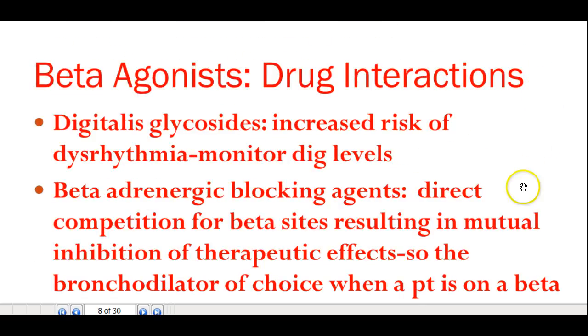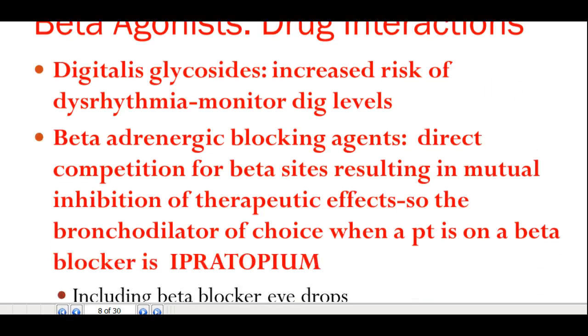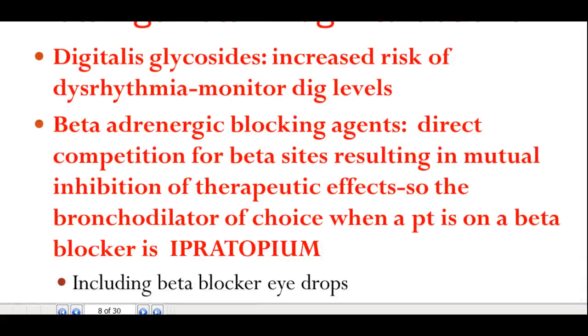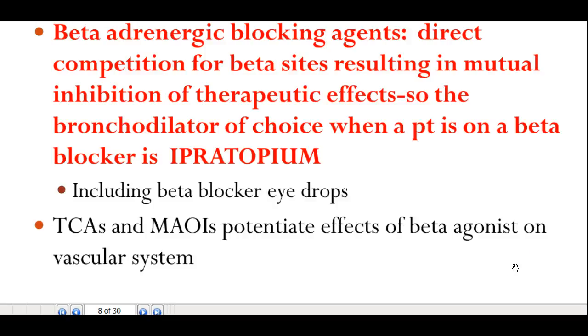Okay, you have your beta agonist drug interactions. Once again, this is digoxin. You have the increased risk of dysrhythmia. And with beta-adrenergic blocking agents, they're competing for those beta sites, and then there's mutual inhibition of therapeutic effects. So the bronchodilator of choice when a patient is on any kind of beta blocker, such as propranolol, is ipratropium, which is the other name for Atrovent actually. Even if the patient is on beta blockers for eye drops, you should always prescribe Atrovent instead of albuterol.